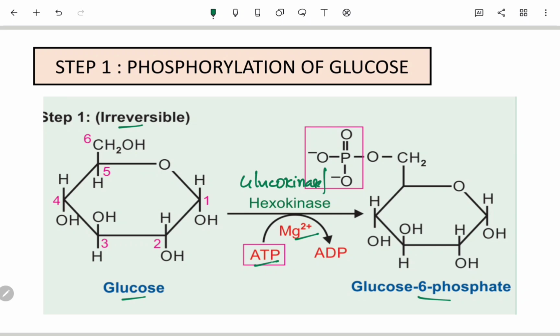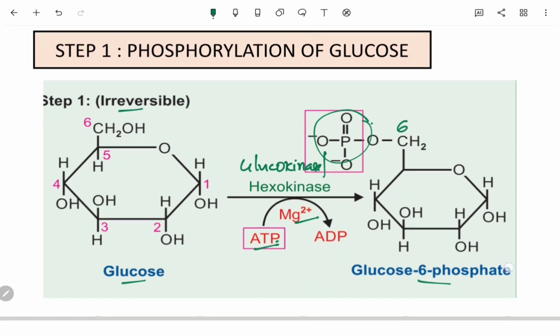So what happens is the phosphate from this compound is added to the glucose at the 6th position. As you can see here, at the 6th carbon atom, a phosphate group is attached. That is why it is known as glucose 6-phosphate. That is step 1, which is an irreversible step, and it is catalyzed by either glucokinase or hexokinase.